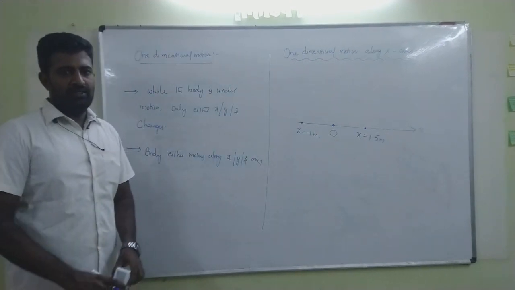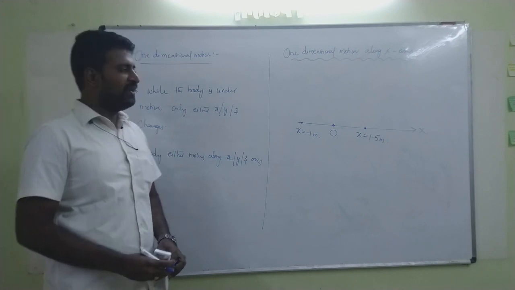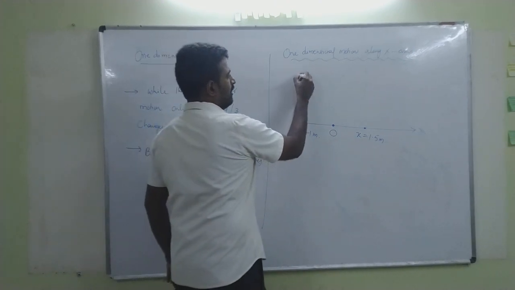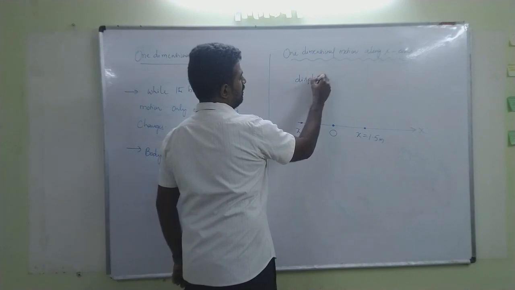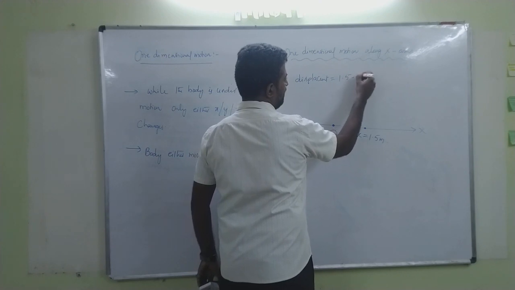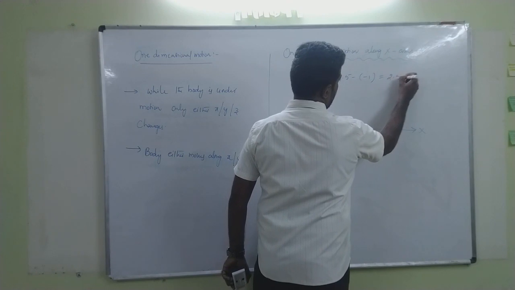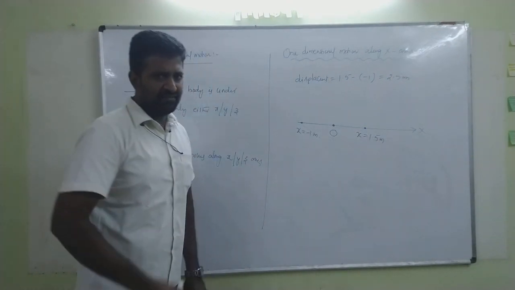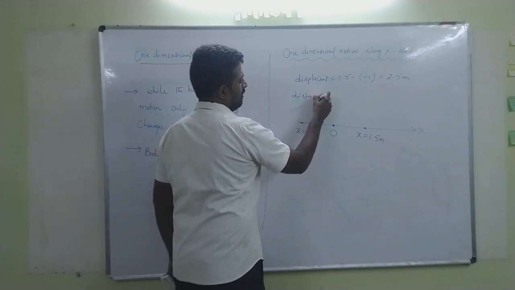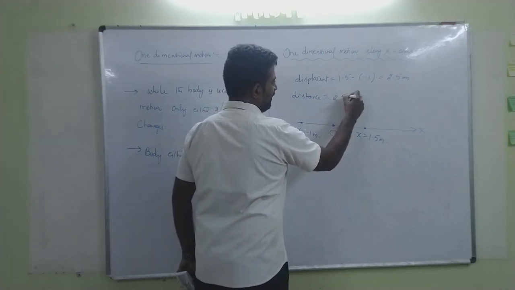In this case, suppose they have asked you to find out the displacement. Displacement will be final position minus initial position. So, displacement will be equal to 1.5 minus (minus 1), which will be equal to 2.5 meter. In this case, if they ask you to find out the distance, distance will be total path length. Total path length is also equal to 2.5 meter.